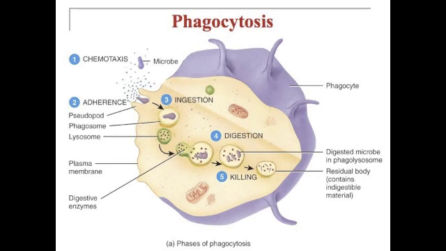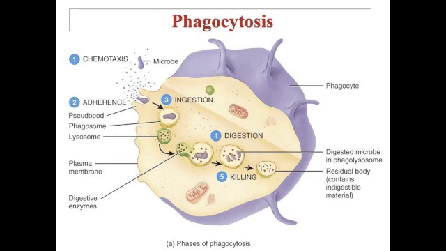In this diagram, they go through the phases of phagocytosis. You see there at step 1, we've got chemotaxis, and this is where phagocytosis begins with a chemically stimulated movement of the phagocyte to the site of damage. Chemicals that attract phagocytes might come from invading microbes, white blood cells, damaged tissue cells, or activated complement proteins.